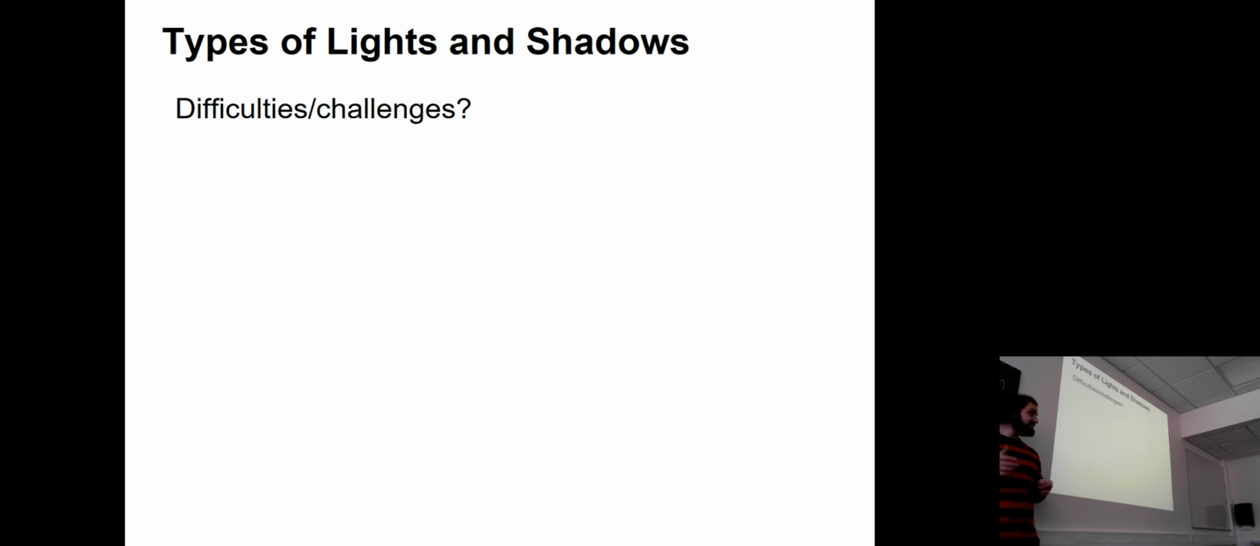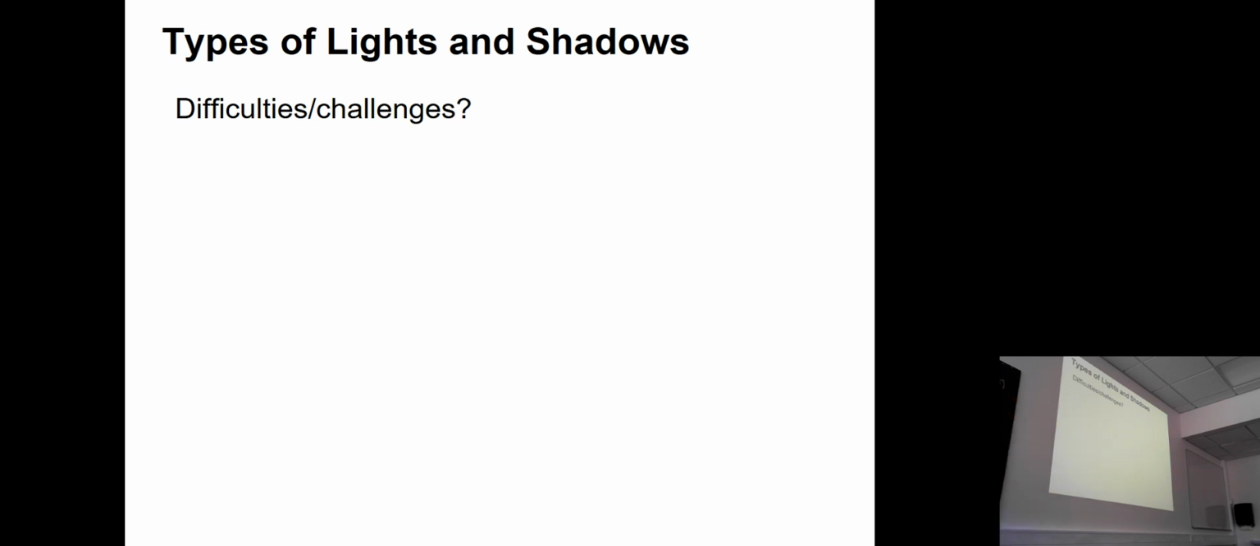So anything that comes to your mind. Performance. Yeah. Why performance? What can be too much to be calculated? Which information? If there's multiple shadows on the same spot. Yeah, that's true. So lots of different directions where the light is coming from.